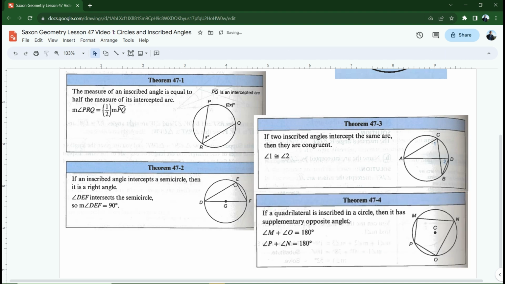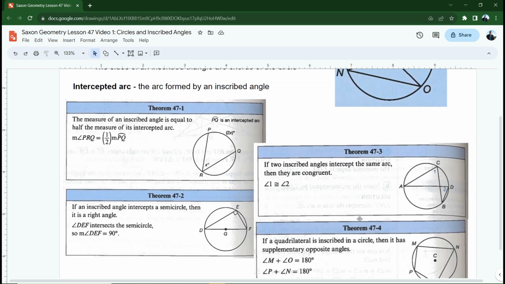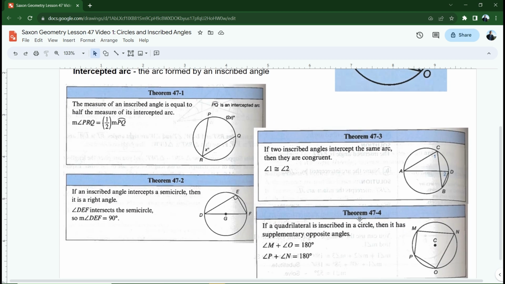And then lastly, if a quadrilateral is inscribed in a circle, then it has supplementary opposite angles. So angle M and angle O, if I add them together, are 180 degrees. Angle P and angle N are 180 degrees. That's a theorem that can be proven as well. We're going to worry about that later. Right now, we're going to just use these theorems to solve some problems in the next video.